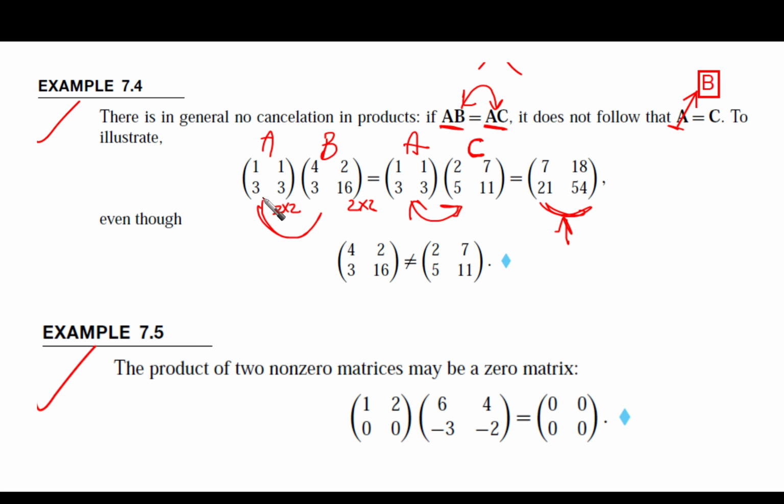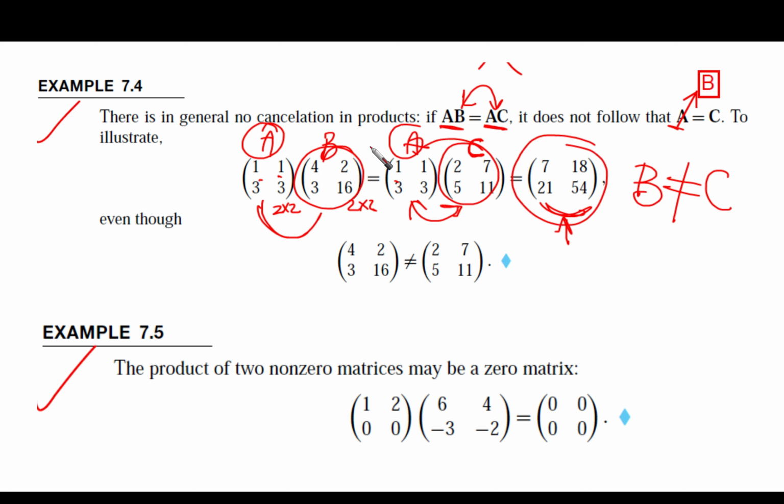Even though you have A equal to A here, the same matrix exactly, B does not equal C. That's what we want to say. As you can see, B is totally different than C, even though the multiplication is the same. So the two matrices are not going to be the same.